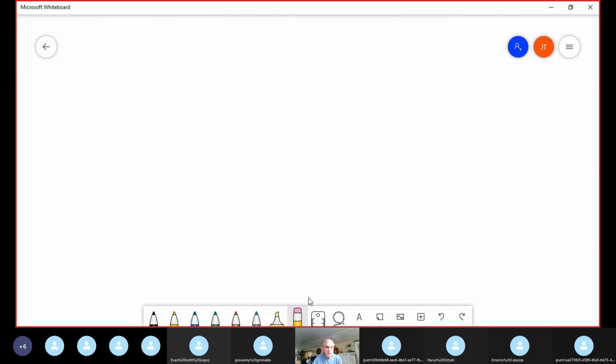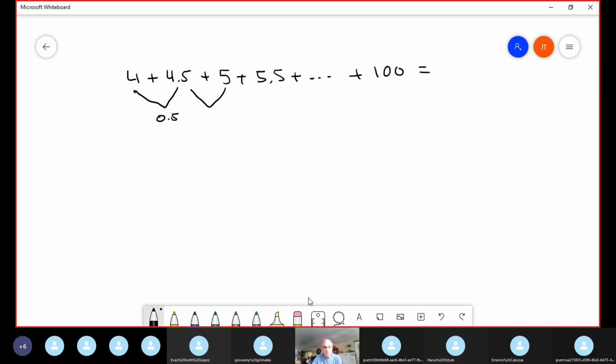Suppose this example. Compute 4 plus 4.5 plus 5 plus 5.5 plus, and so on, up to 100. Let me investigate whether or not it is an arithmetic sequence. Subtraction, 0.5. Subtraction, 0.5. Subtraction, 0.5. I suppose it continues following the same pattern. So the common difference is 0.5, 1/2.